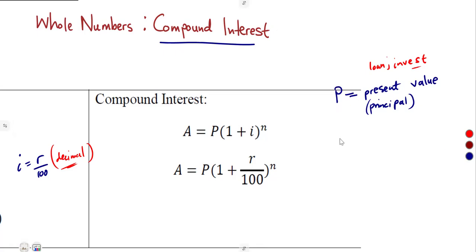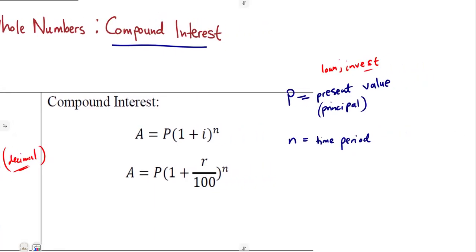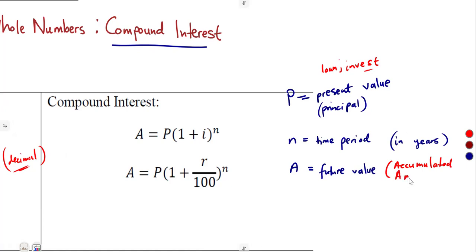And we also have the time frame for that money to increase, which is N, representing the time period, the number of years, meaning to say it must be in years. Nothing has changed from what we had before. We have got A, which represents the accumulated amount, the money that we have as the future value, which is our accumulated amount. So this one, just as what we had in our grade 8, nothing has changed.